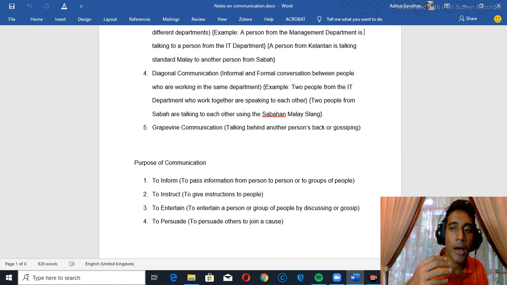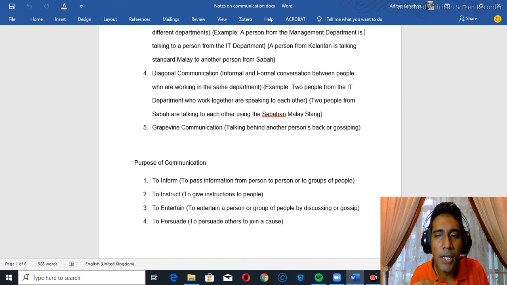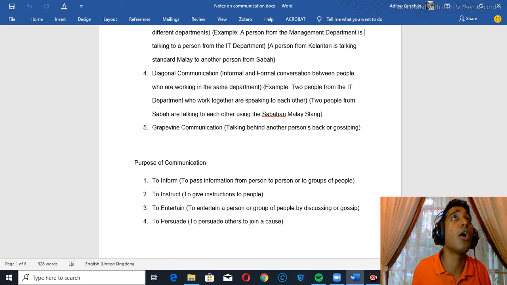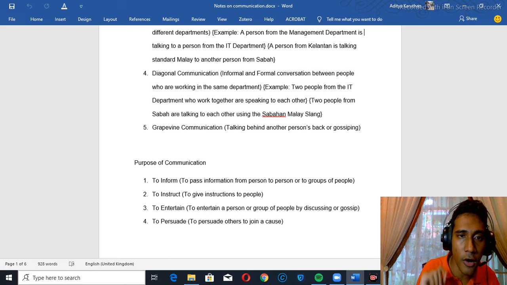Persuade. An election candidate is persuading you, telling you to vote for him. If you vote for me, I'll make sure your salary increases by 25%. I'll also give you more medical benefits. If you vote for me, I will make sure everyone will get a free laptop. That is to persuade. So we have 4 purposes of communication.